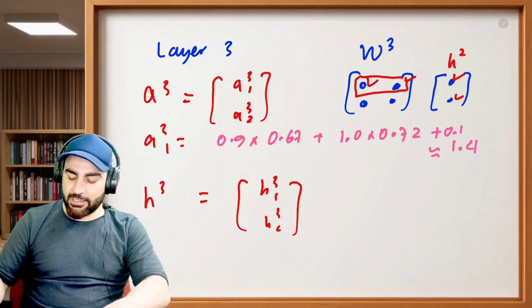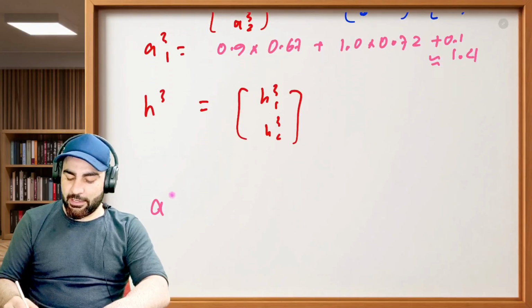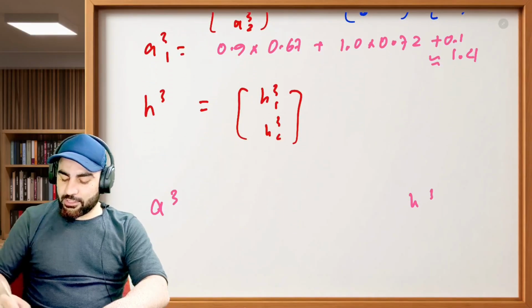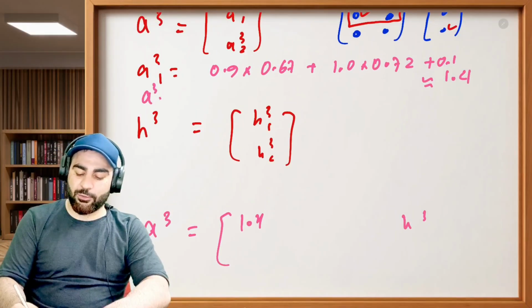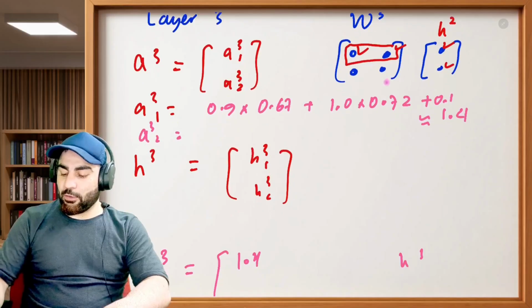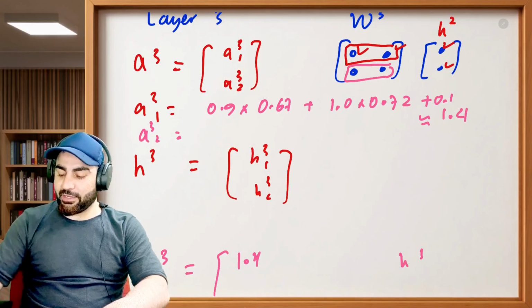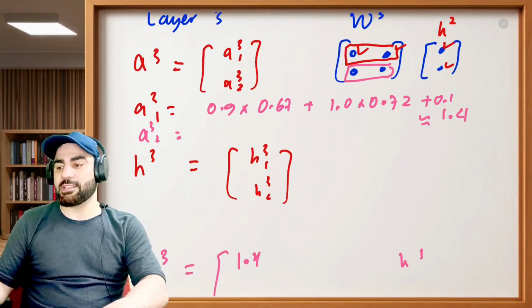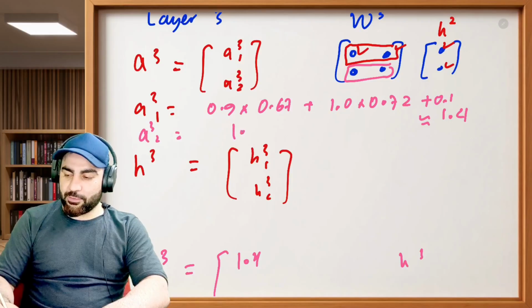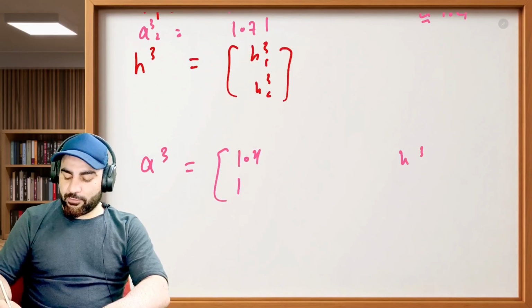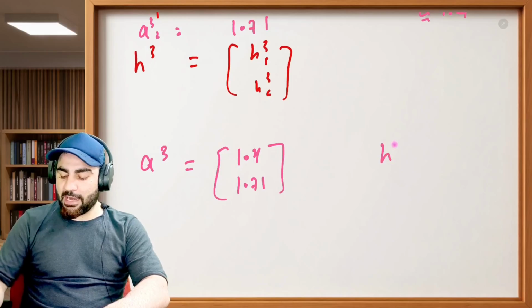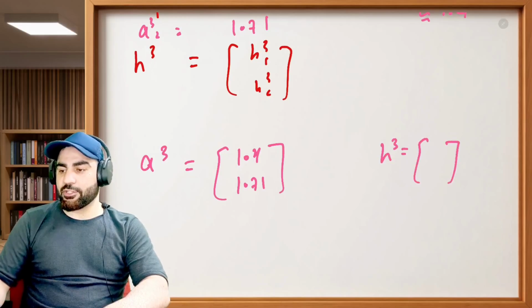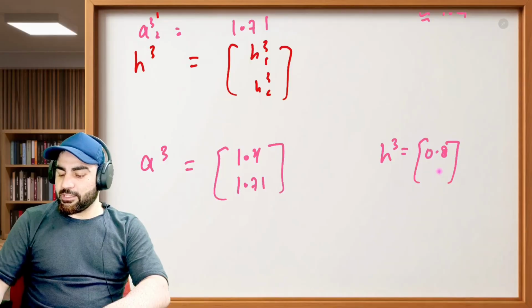Okay, so I can write over here A3 and H3. So this is 1.4, and similarly you can compute the second value A32. Do the same calculation: take this row of the W3 matrix and multiply it with H2, then add the bias at the end. So you will get 1.71. So 1.4 and 1.71, this is A3, and we have to get the output, so we apply activation on this. Once we apply activation, this will be 0.80 and 0.84, something of this sort.